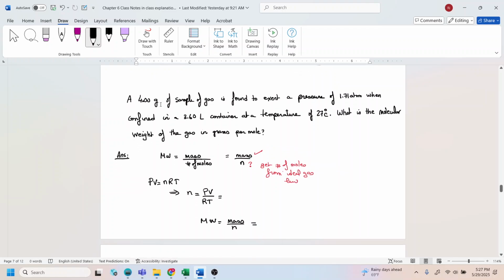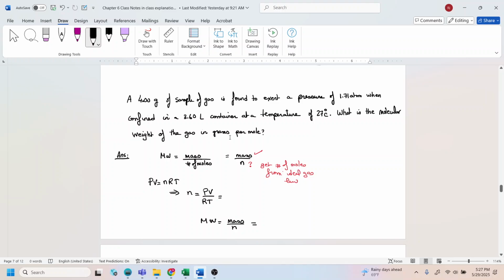A 4.00 gram sample of gas is found to exert a pressure of that much when confined in a 3.6 liter container. So you're putting that gas sample in a container at this temperature. What is the molecular weight of the gas in grams?